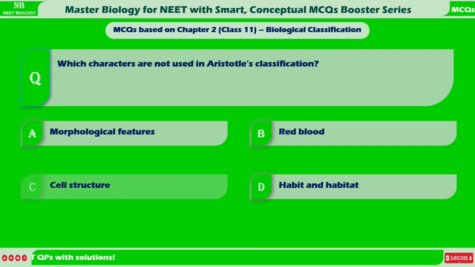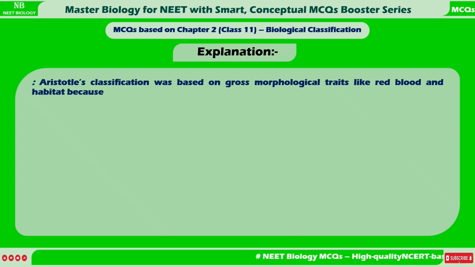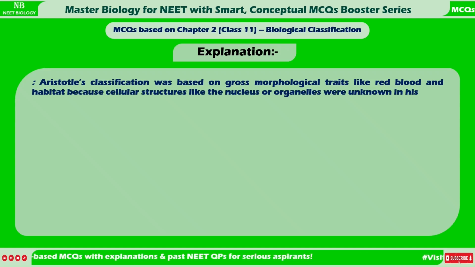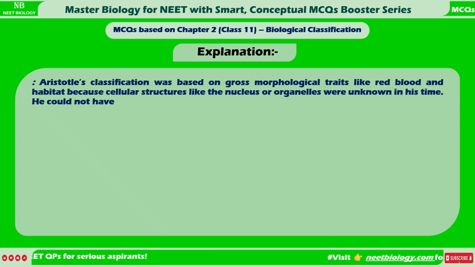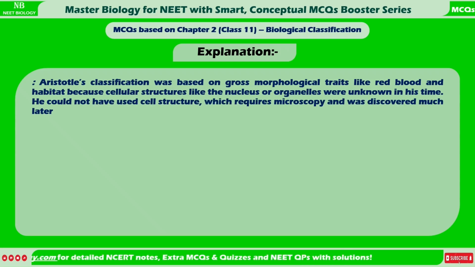Correct answer is C. Cell structure. Explanation: Aristotle's classification was based on gross morphological traits like red blood and habitat because cellular structures like the nucleus or organelles were unknown in his time. He could not have used cell structure, which requires microscopy and was discovered much later.